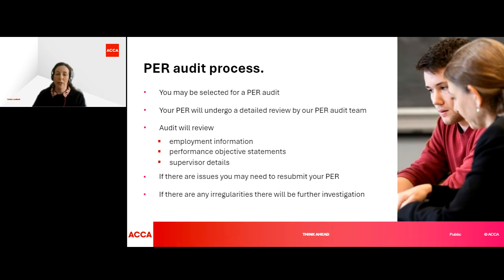The audit team will check your supervisor's information to confirm that they're suitably qualified, and they'll review your relationship to your supervisor. They'll also review your performance objective statements to verify that sufficient detail has been provided and cross-reference this with the information in your job description or provided by your employer. The audit team would contact you if they have any questions about the information that you provided in your PER. If there are any issues, you might be asked to redo some or even all of your PER.